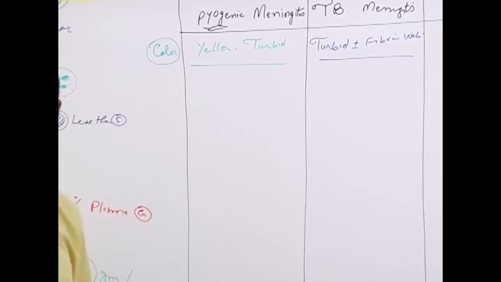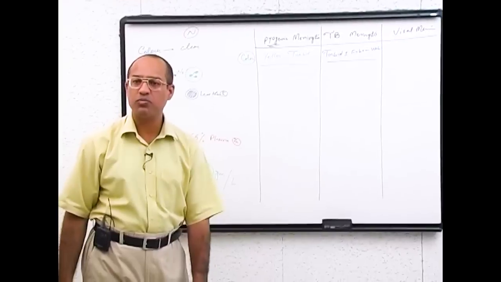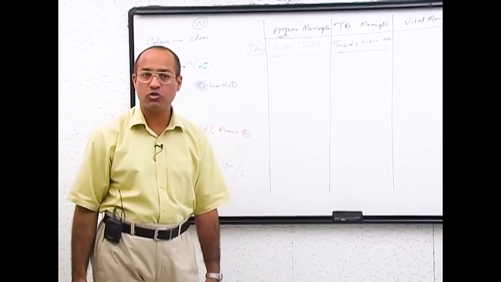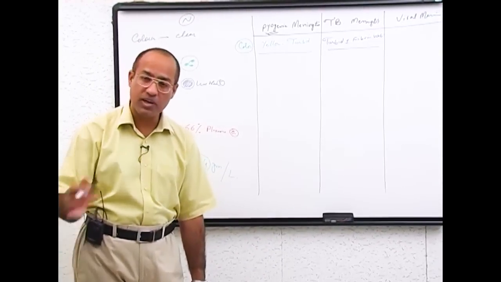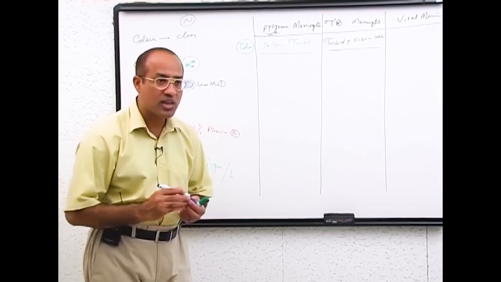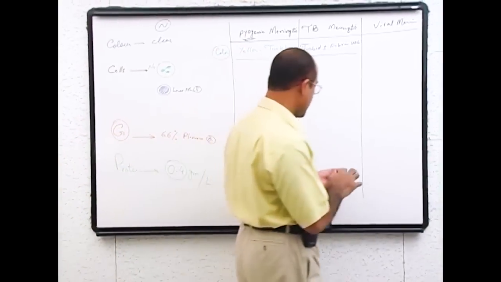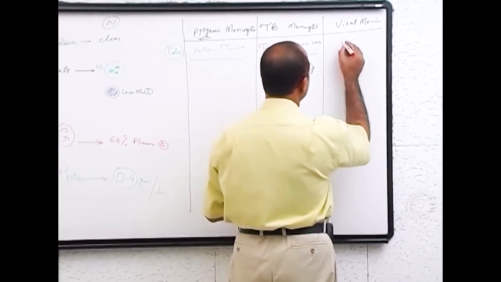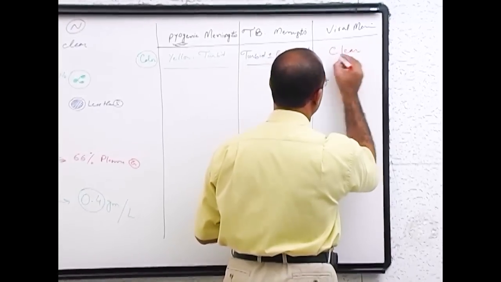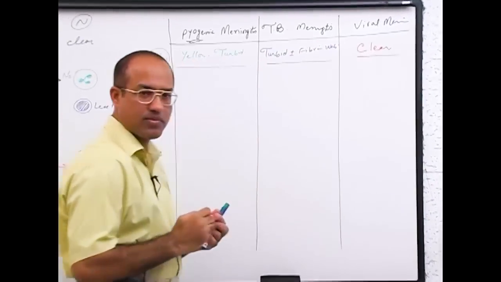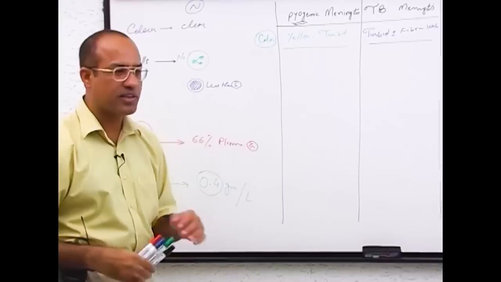And viral meningitis. Virus does not produce pus. Viral inflammation is not so severe that fibrinogen from the blood should leak, right? So usually it is clear CSF, right? So here CSF is clear in viral case. So this is gross appearance of CSF.